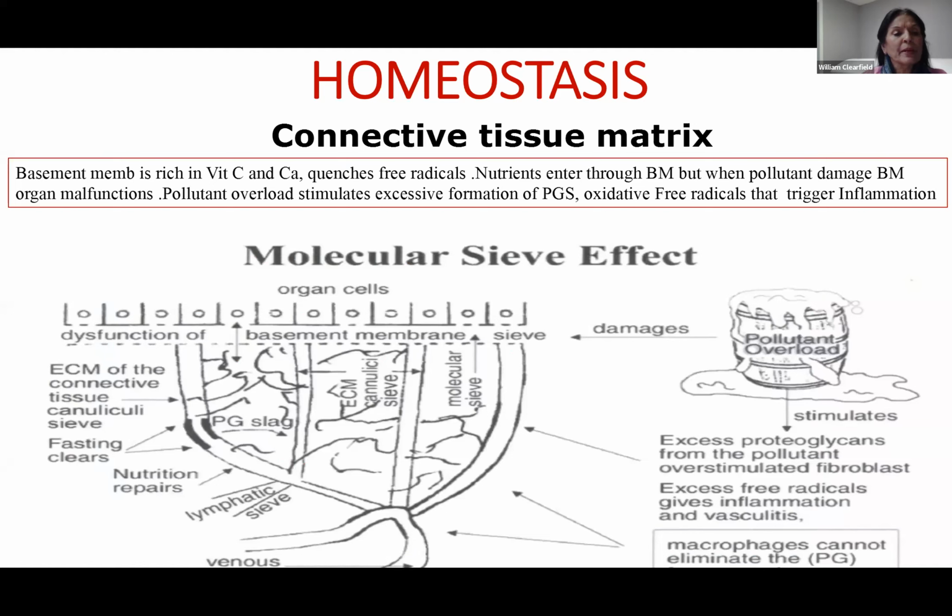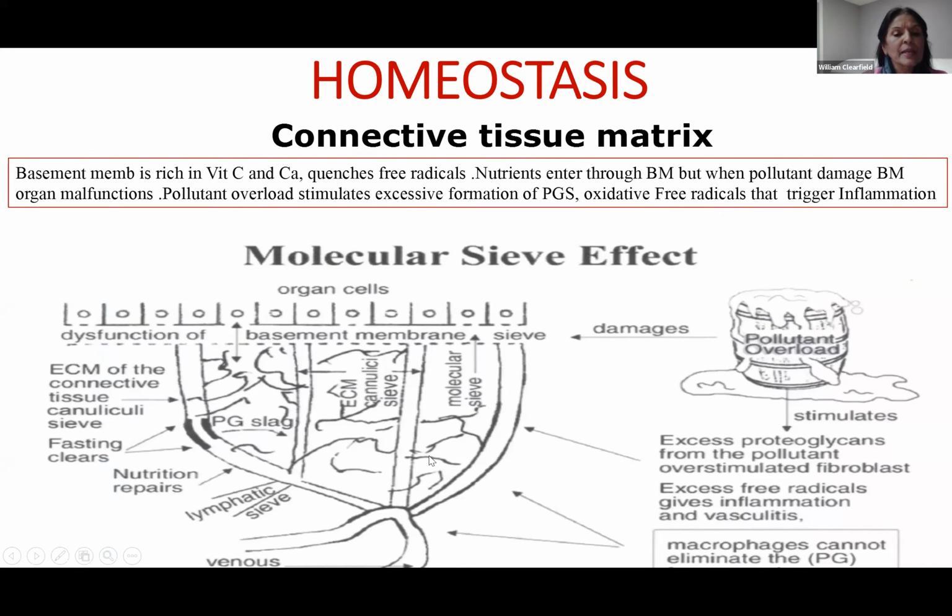The basement membrane, as shown here, is rich in vitamin C and calcium. It quenches free radicals. Nutrients enter through the basement membrane, but when pollutants damage it, the organ malfunctions. Pollutant overload stimulates excessive formation of PG-GAGs, and oxidative free radicals trigger inflammation and basement membrane malfunction.